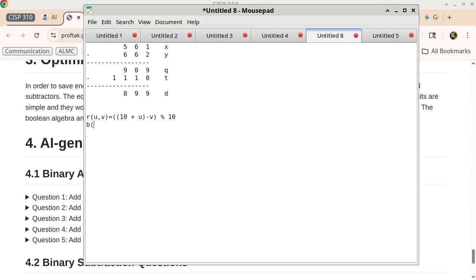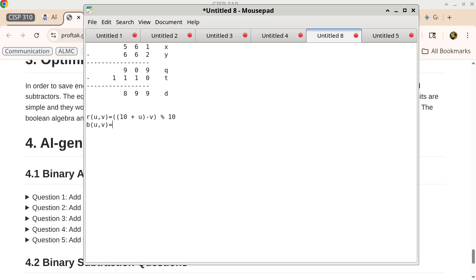Now we look at borrow. Okay, we're looking at the subtraction. Once again, u and v, the parameters, are representing single digits. So the range of value of u is from what to what? We're talking about base 10, a single digit. So u has a range of 0 to 9, and so is v. Okay, so we just have to keep that in mind.